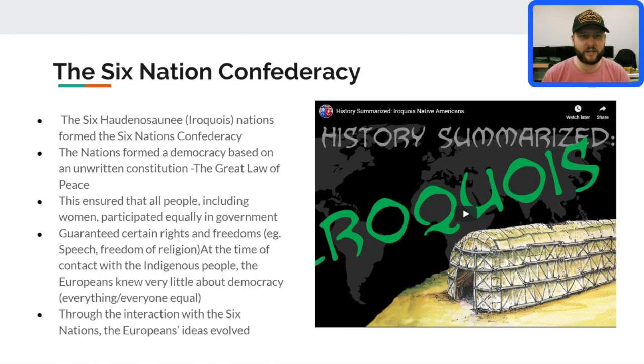So this is the Six Nations Confederacy. The six Haudenosaunee, the Iroquois nations, form the Six Nations Confederacy. The nations formed a democracy based on an unwritten constitution, the Great Law of Peace. This ensured that all people, including women, participated equally in government, and guaranteed certain rights and freedoms, like freedom of speech and freedom of religion.